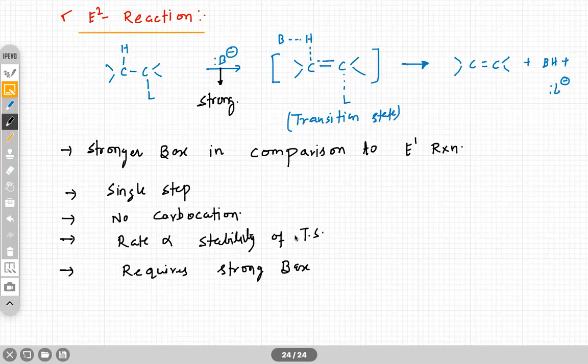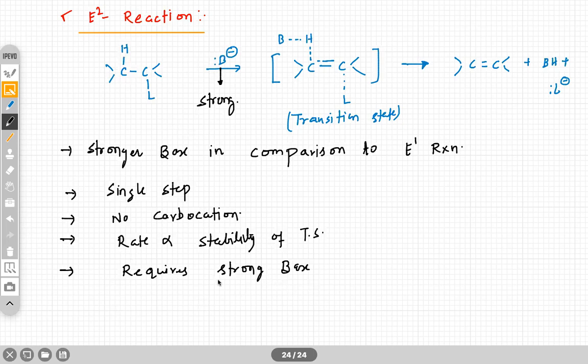Yeah, so it requires a stronger base which can extract H plus from the beta carbon. That is the purpose we have, like we had in the E1 reaction, right? So always remember this. Even in the E2 reaction, the base always takes H plus from the beta carbon.